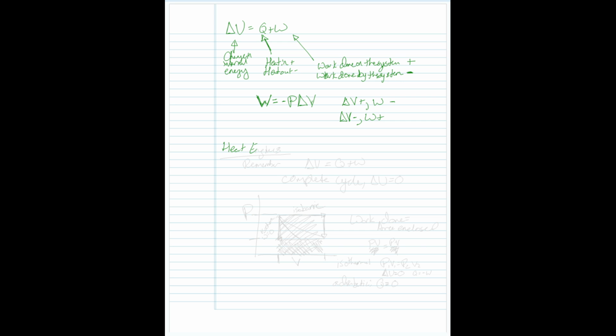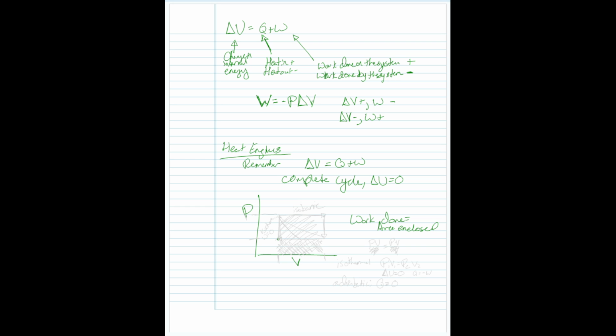And lastly, we have heat engines. We need to remember that equation: delta U equals Q plus W. If there is a complete cycle, the change in internal energy is equal to 0. So going through an entire cycle, the internal energy would not change. However, going through a complete cycle, any work done will be equal to the area enclosed. We have PV diagrams.